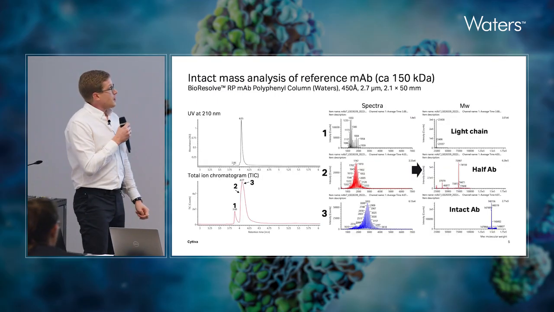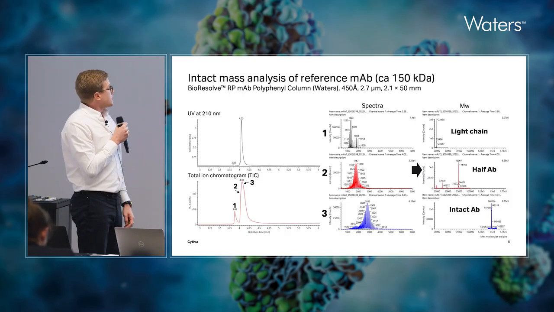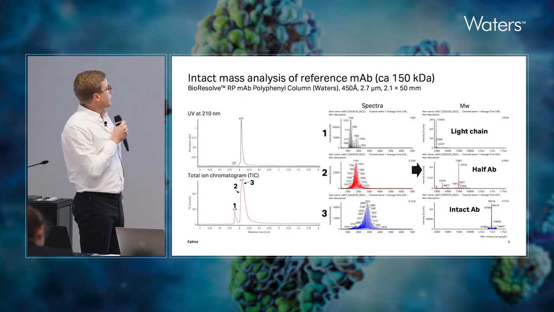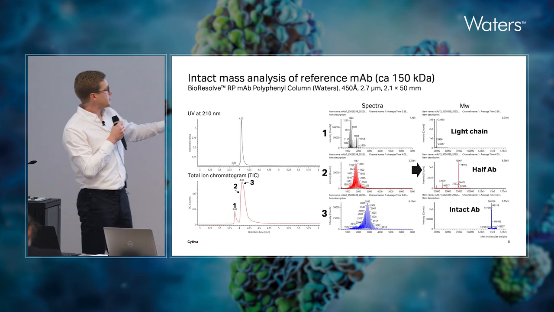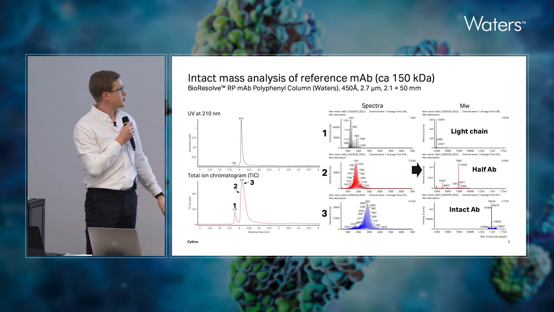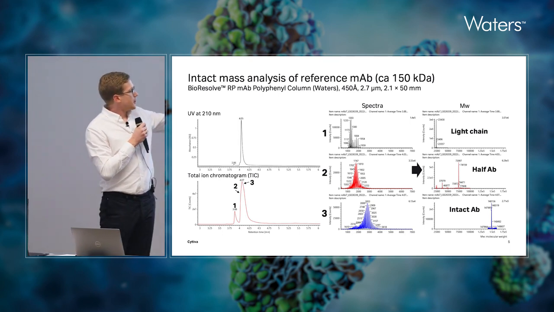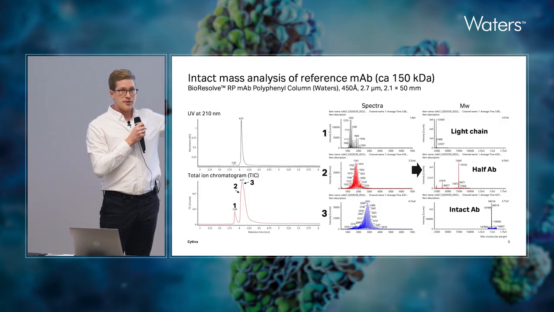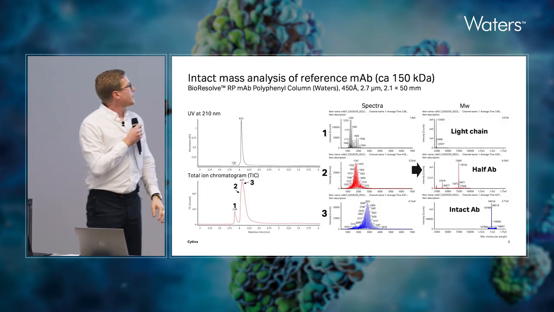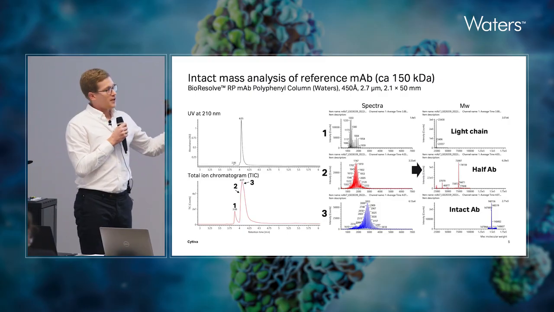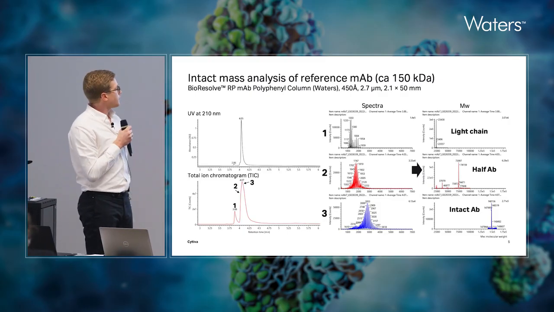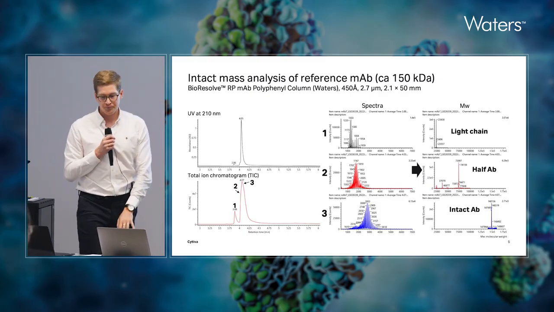If we go into some example of analysis, this is intact mass analysis on the BioAccord. Here we have the UV, we have the TIC, and then I've just extracted the TIC at 3 time points. You can see the spectra in the middle, and then the deconvoluted spectra to neutral masses at the right. This is just a reference mAb. We can see that we have light chain, half antibody, and then intact antibody. And it looks very pure.